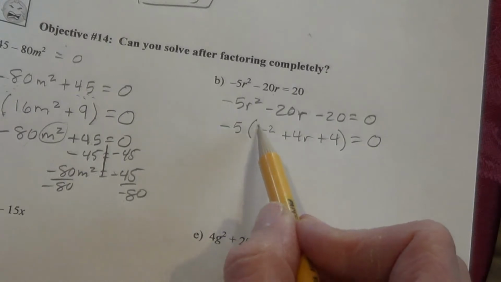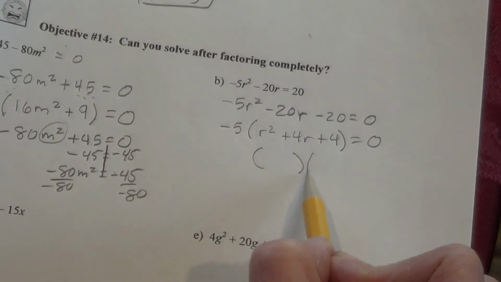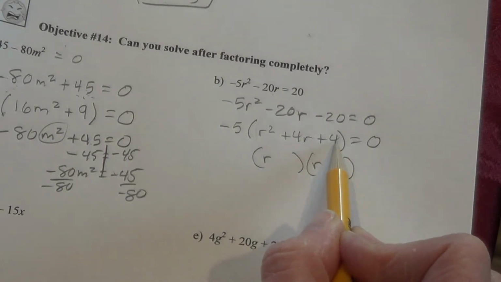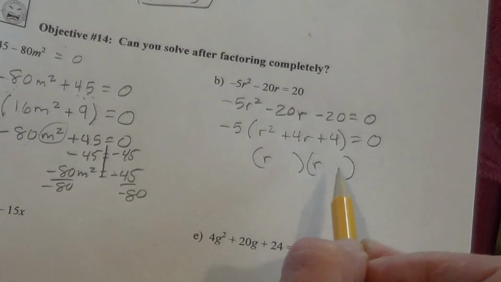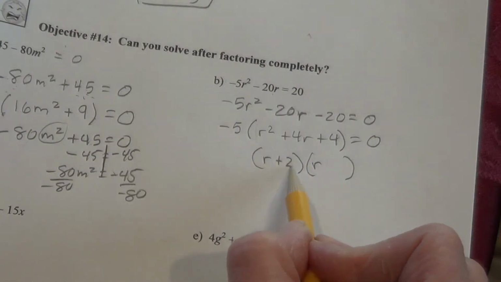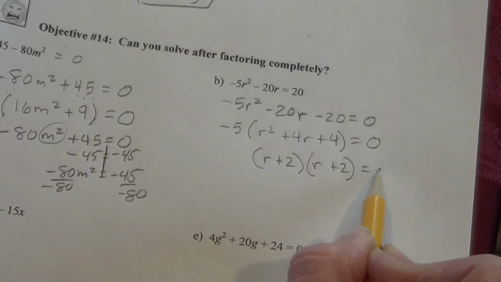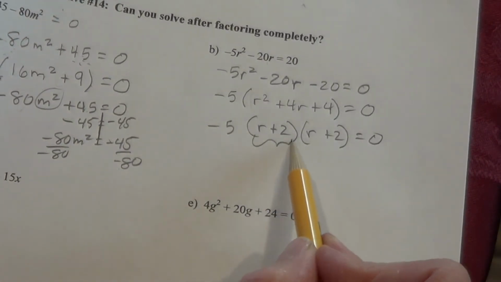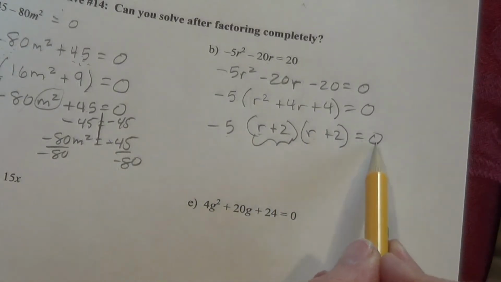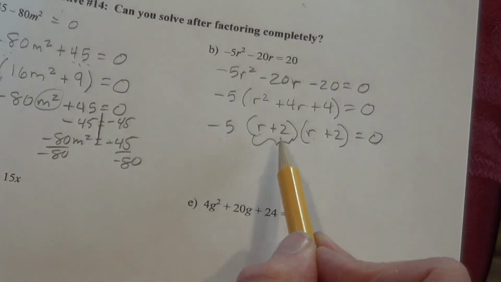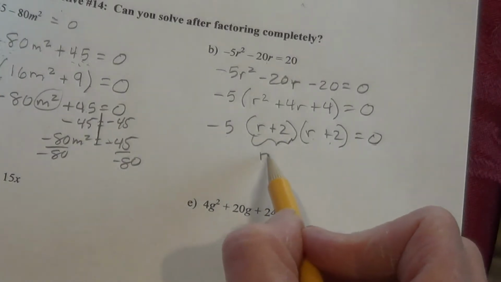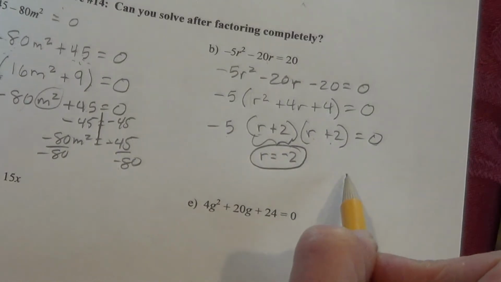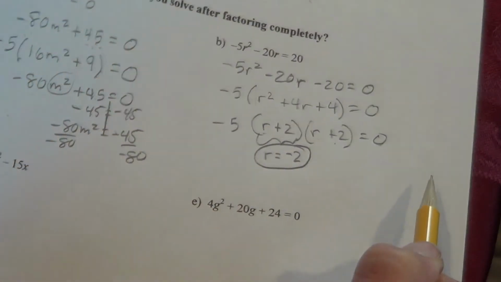Now since it's a 1 technically on the front of that, I can go straight to my shortcut. Put an r, put an r. What multiplies to equal 4 and adds to equal 4? That would be a 2 and a 2. Go ahead and bring down your -5, but you are solving for the r's. You know if each of these multiplies and it equals 0, one of these has to be 0. That will occur when r equals -2. That's the only time it occurs.